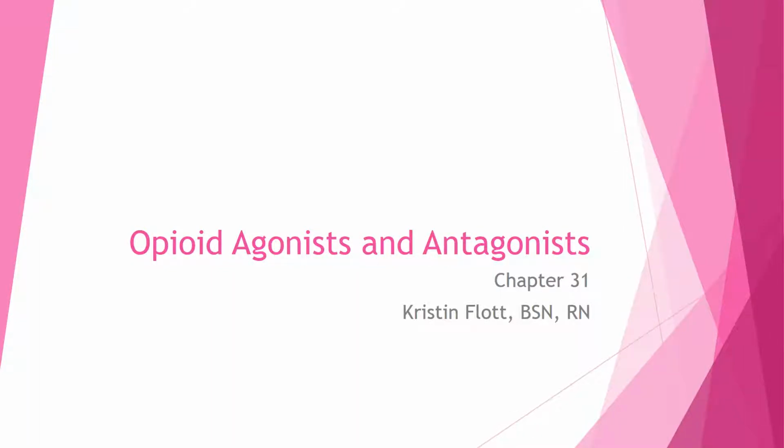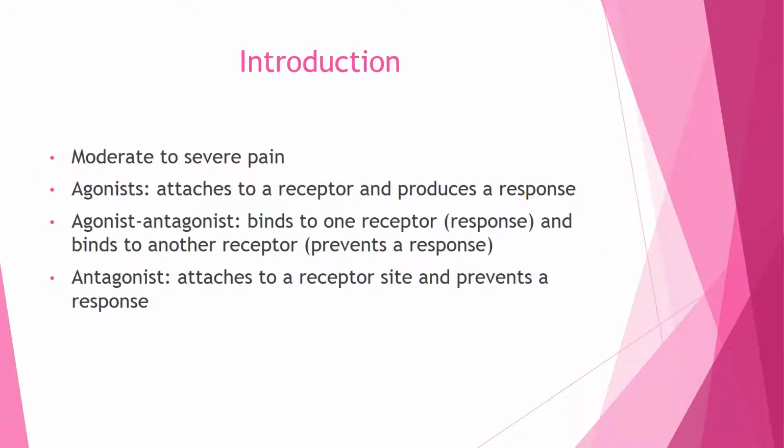Okay, the next chapter will be chapter 31, Opioid Agonists and Antagonists. These are used more for moderate to severe pain. Remember that agonists are going to attach to the receptor and produce a response, the same response as what it's supposed to be.